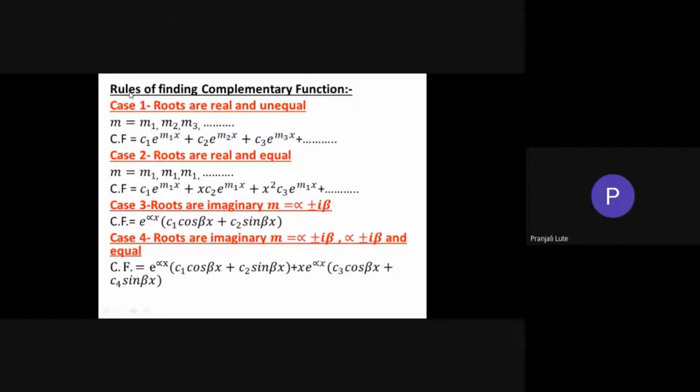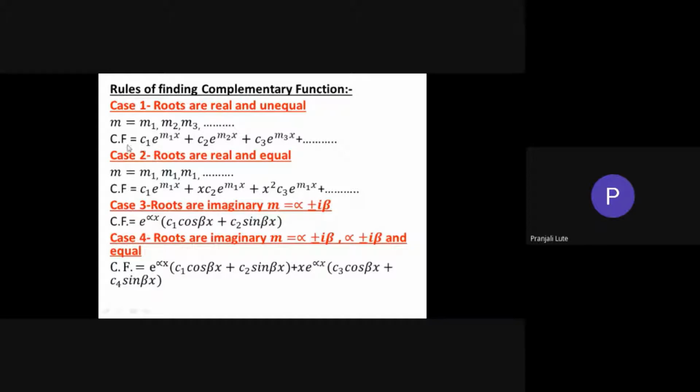These are some rules of finding complementary function. These are the 4 cases of finding complementary function. So first case is roots real and unequal. Suppose roots are m1, m2, m3. These 3 roots are different.